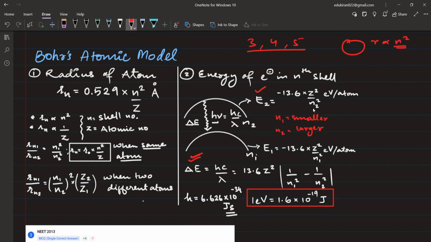And if you have n1, first orbit and second orbit, in terms of transition, it can go from 3 to 4, it can come from 4 to 2, or from 2 to 6. Here n1 is the smaller one, and n2 is the larger orbit. So the change in energy will be equal to hc upon lambda, and this is going to be equal to 13.6 Z² into (1 upon n1² minus 1 upon n2²).